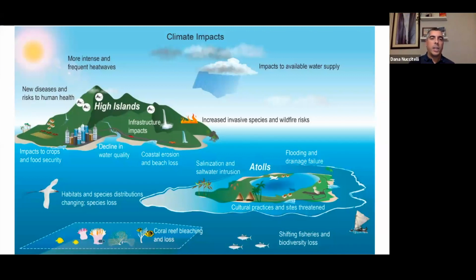Really nice graphic here from the report looking at all the different climate impacts on these Pacific islands, things like more intense and frequent heat waves, these invasive species and wildfire risks, those invasive grasses, impacts to water supply from changing precipitation patterns, shifting fisheries and biodiversity loss from things like ocean acidification and warming, sea level rise causing saltwater intrusion on the water supply, declines in water quality as a result, impacts to crops and food security. So lots of different climate change impacts to these Pacific islands summarized very nicely in this chart.